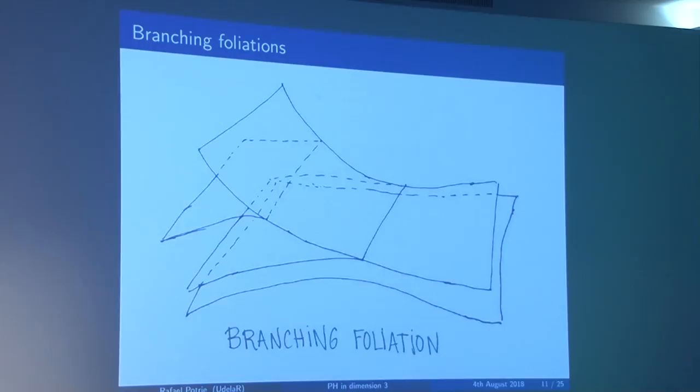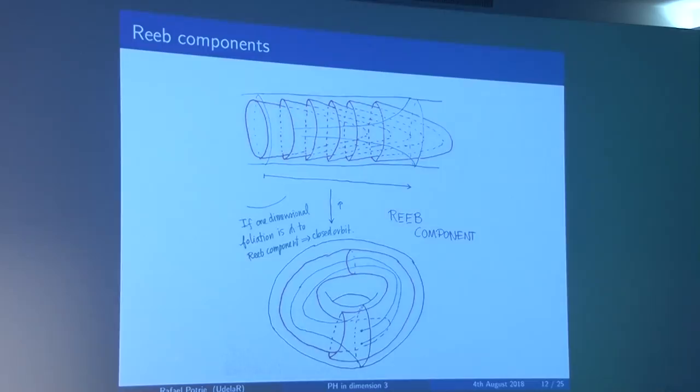And the interesting point that they remark is that these true foliations that they approximate cannot have Reeb components. And what's a Reeb component, very quickly? It's a foliation of the solid torus, which has a picture more or less like this. But the point is that if you have a one-dimensional foliation transverse to a component like this, you must have a circle tangent to this foliation.